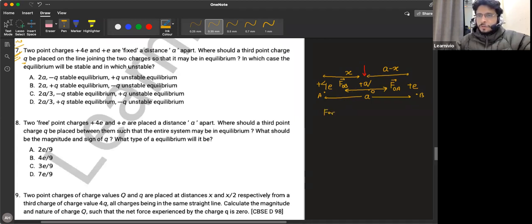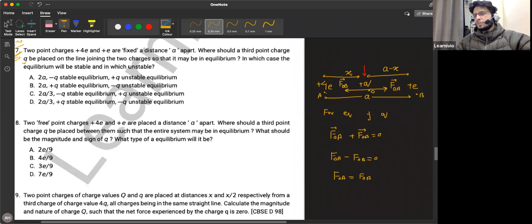So for equilibrium of Q, the vector sum of both the forces should be 0. But since both the forces are in opposite directions, when you add them vectorially, they get subtracted algebraically. So you can write it as FOA minus FOB is equal to 0, or you can say that FOA is equal to FOB. Now just substitute the values. This is the charge at O, this is the charge at A, and the separation between them is x.